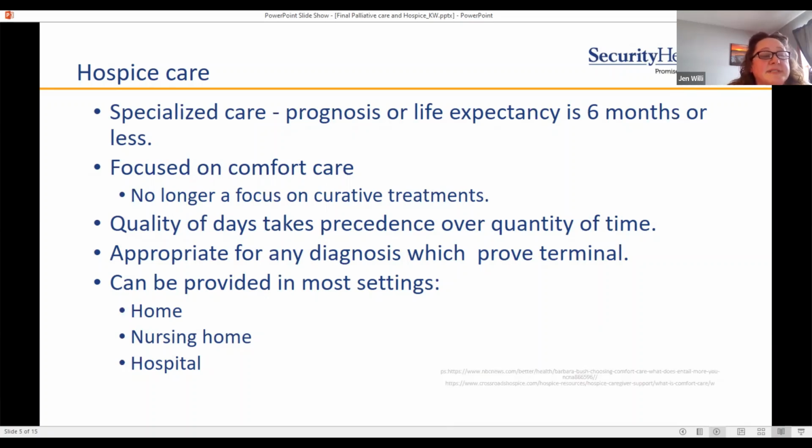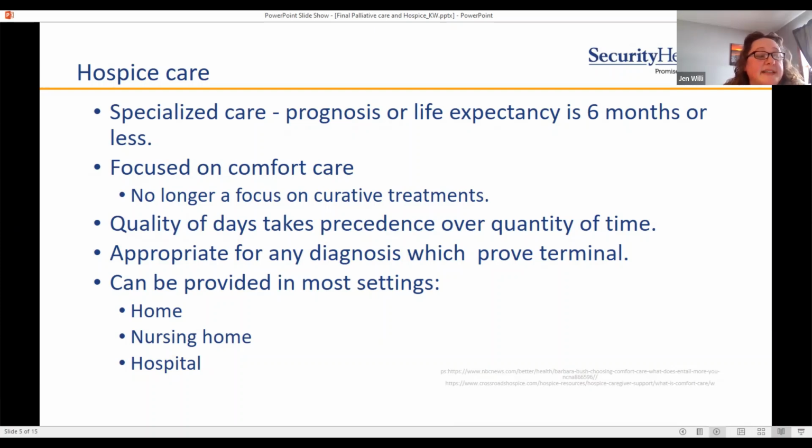If something is focused on comfort care, not curative care, there are times that different treatments are used, but this would be the exception and not the norm. Hospice is appropriate for any diagnosis that may prove terminal without treatment or is no longer responding to treatment.